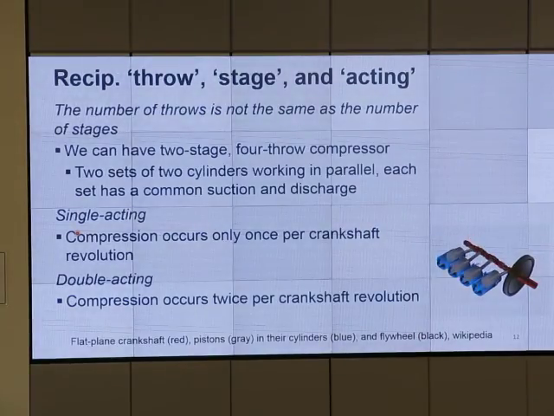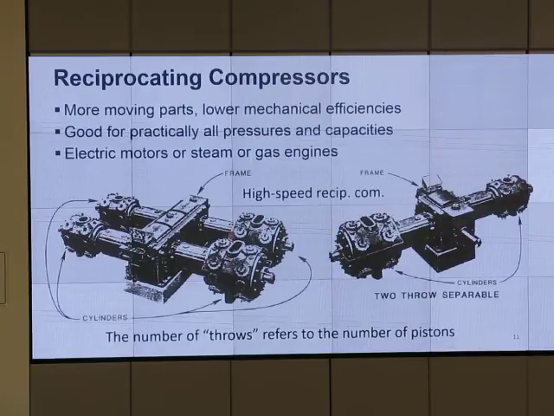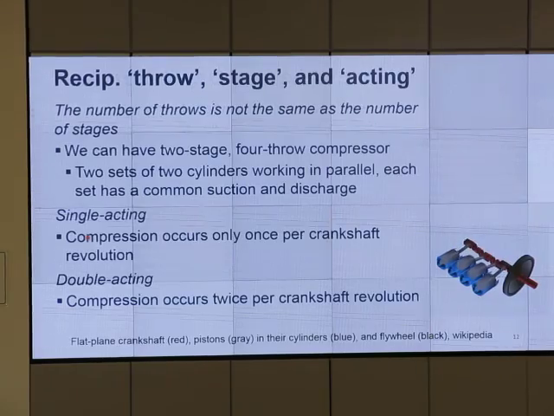And we have to clarify that for a reciprocating compressor, number of throws, number of stages, and acting are not the same. Let's take a look at number of throws. We can have a 2 stage 4 throw compressor. Look at this one. You have 1, 2, 3, 4 throws, right? But it has just 2 stages. We compress from pressure 1 to pressure 2 in the first stage, and from pressure 2 to pressure 3 in the second stage. So number of throws and number of stages don't need to match.